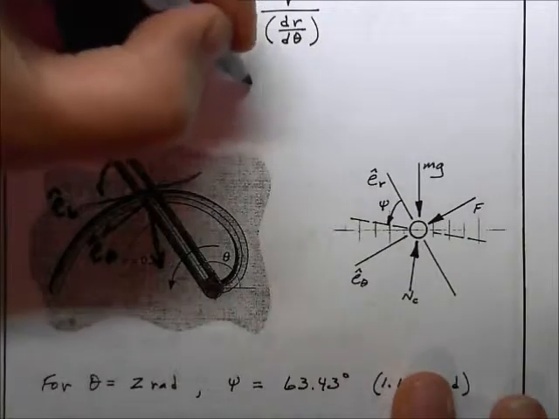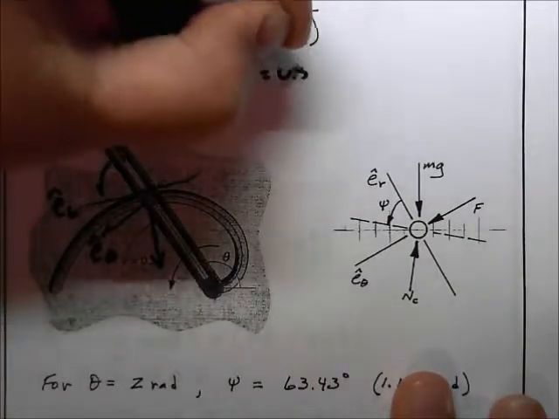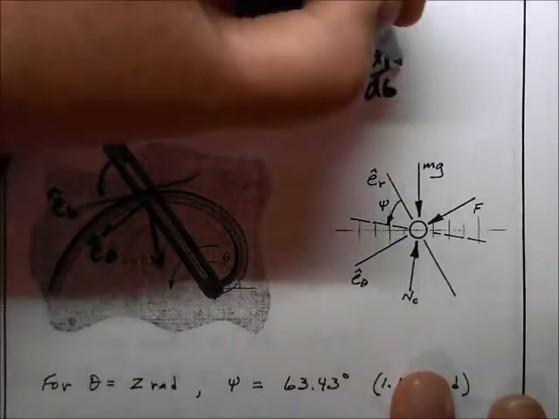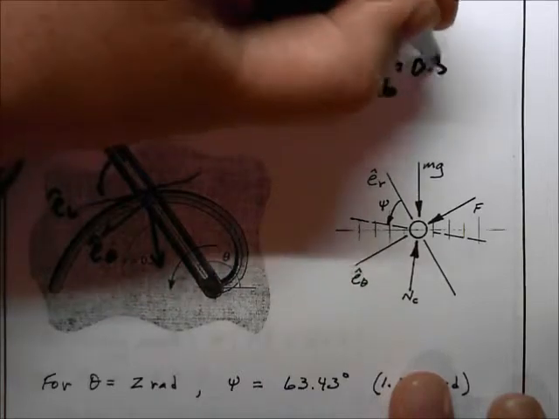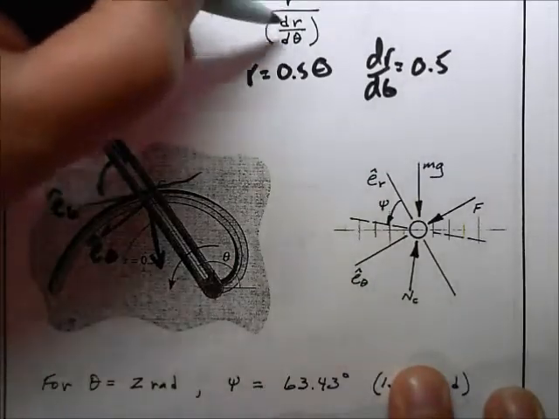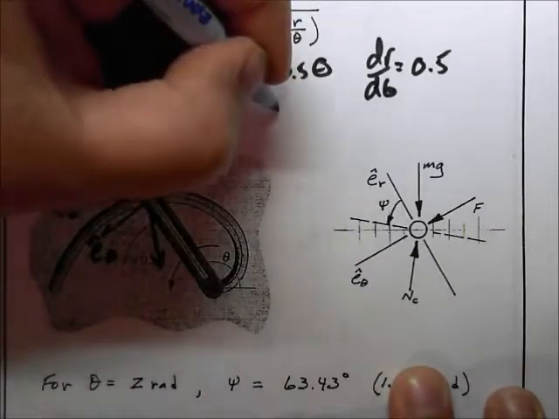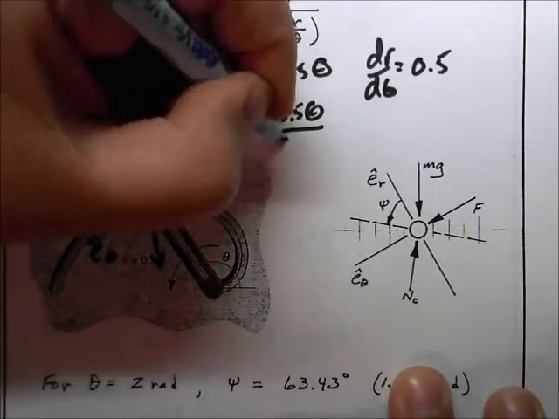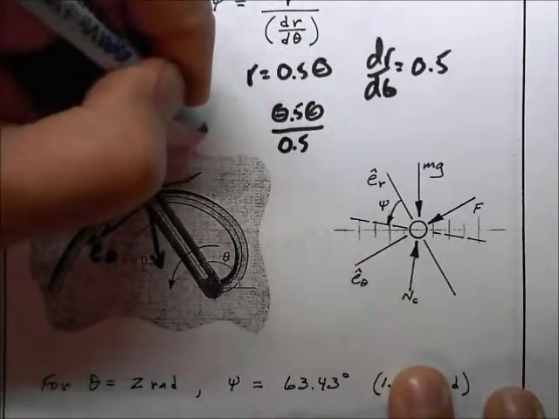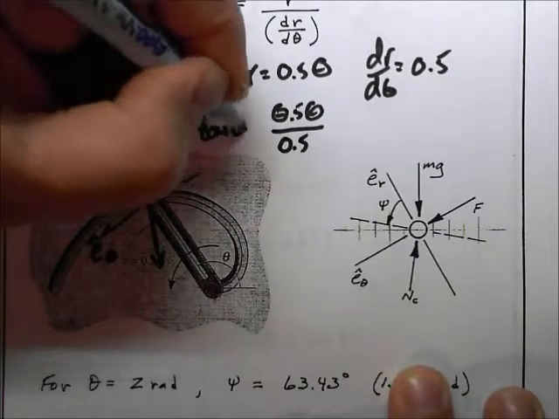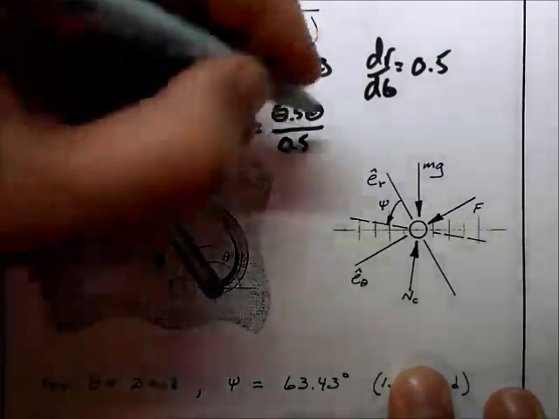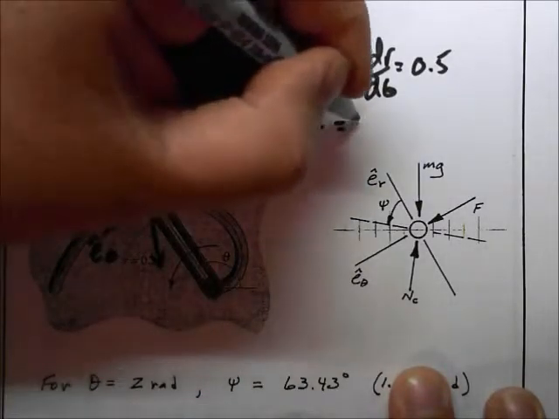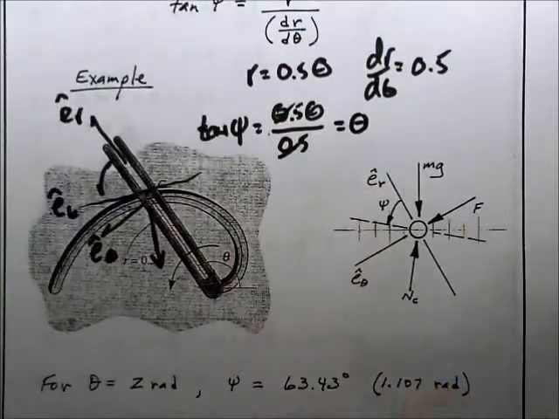And in this case, r is equal to 0.5 theta. Therefore, dr d theta is equal to 0.5, and so r divided by dr d theta is 0.5 theta divided by 0.5, and this is the tangent of our angle. And of course these 0.5s cancel, so the tangent of the angle is equal to, in this case, simply the value of theta.